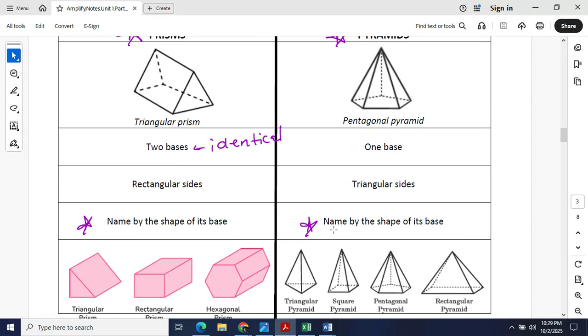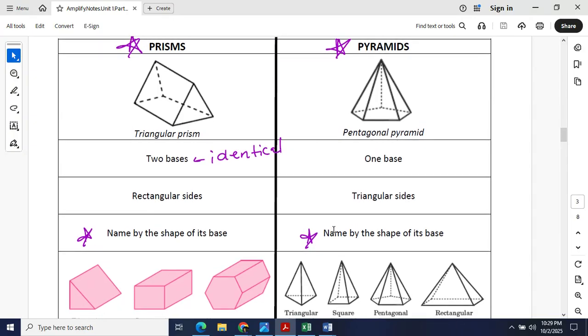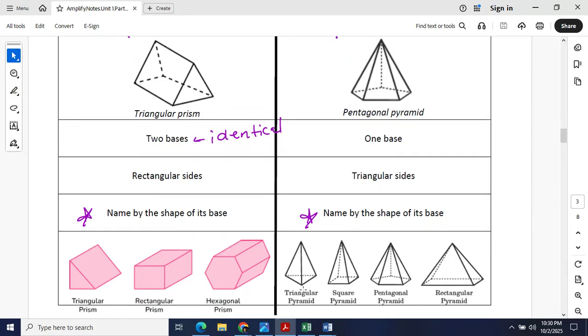Now, a pyramid has only 1 base, and the sides are triangles. So triangular sides, and you name the shape by its base. If you look at this triangular pyramid, all of the faces will be triangles, so it's a triangular pyramid. A square pyramid has 1 square base, 4 triangular sides around it. Pentagon has 5 sides, so you'd have a pentagonal base and 5 triangles around it.